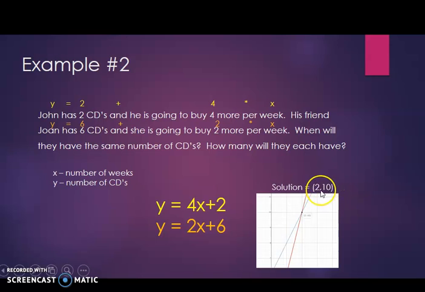Your solution is at 2, 10. Therefore, it would be 2 weeks. They would have the same number of CDs, and the number of CDs would be 10. Okay, so going by our variables, x is 2, right, and x is the number of weeks. So after 2 weeks, they will have the same number of CDs, and then that number of CDs is 10.